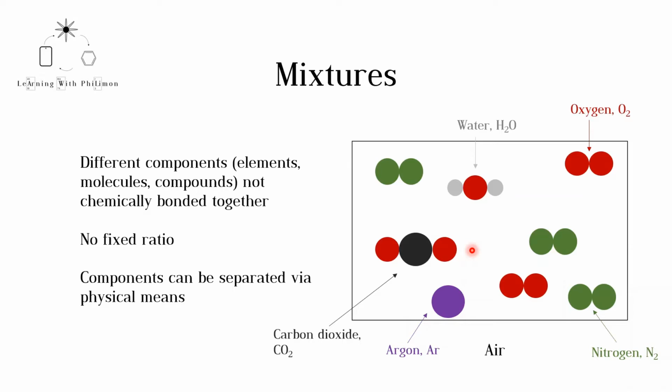Air actually consists of approximately 78% nitrogen, 21% oxygen, 0.9% argon, and small percentages of water and carbon dioxide. Small amounts of other gases are also present, but are not depicted in this diagram. Seawater is another good example of a mixture, as it contains both water and salt.